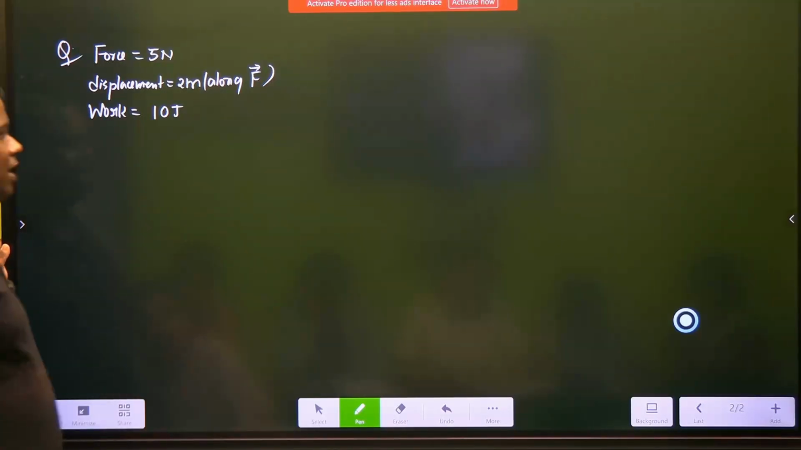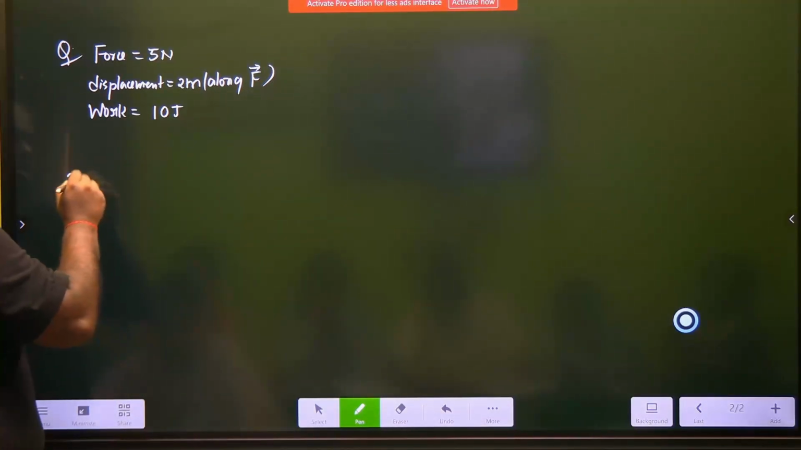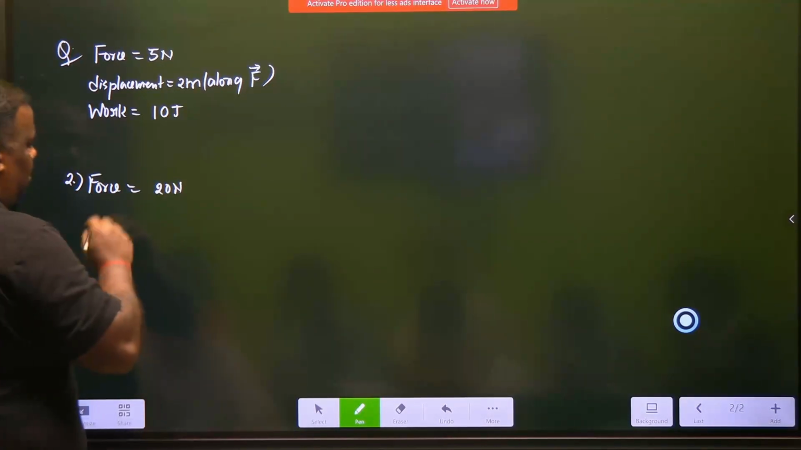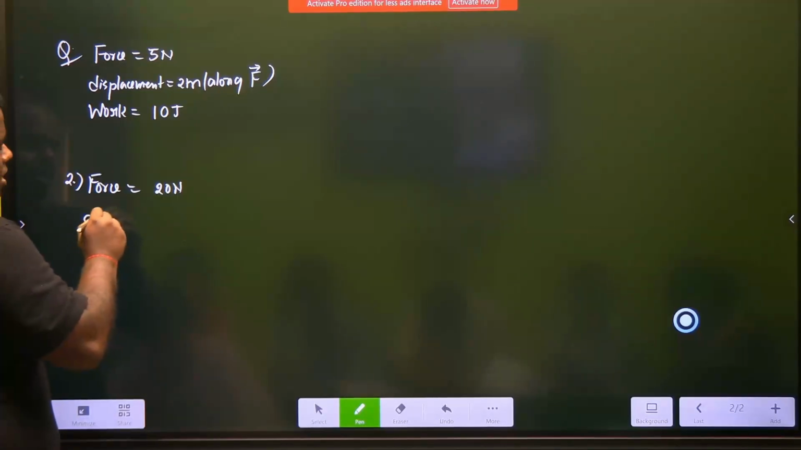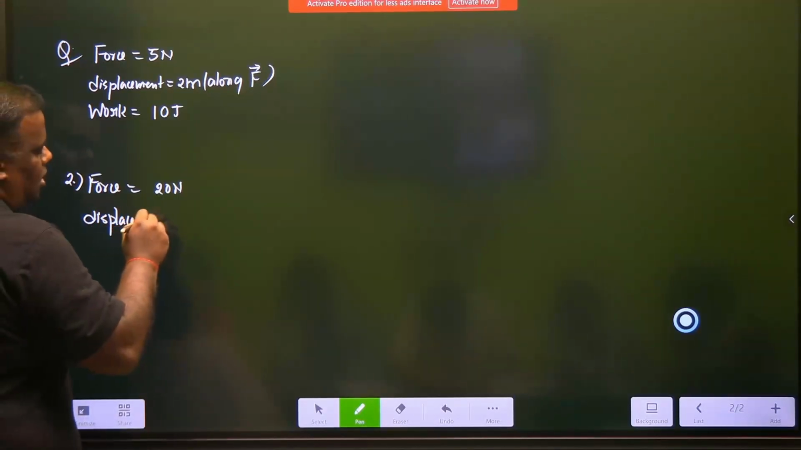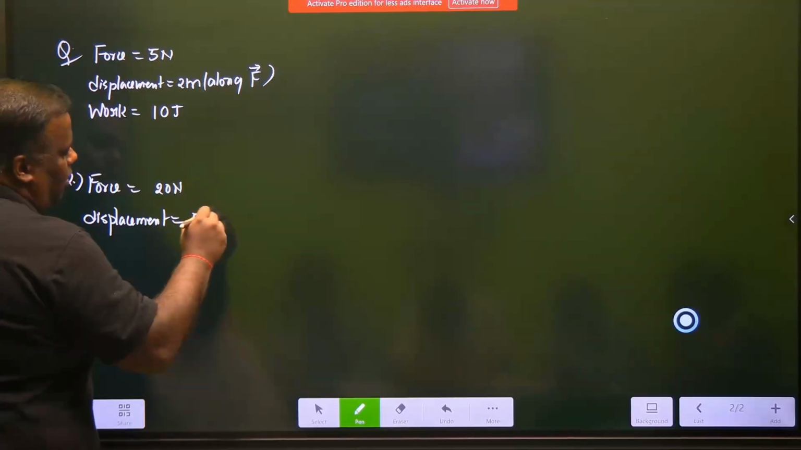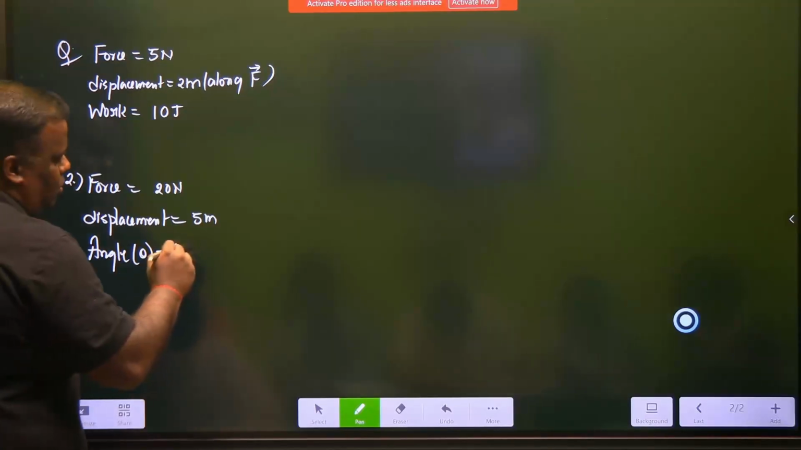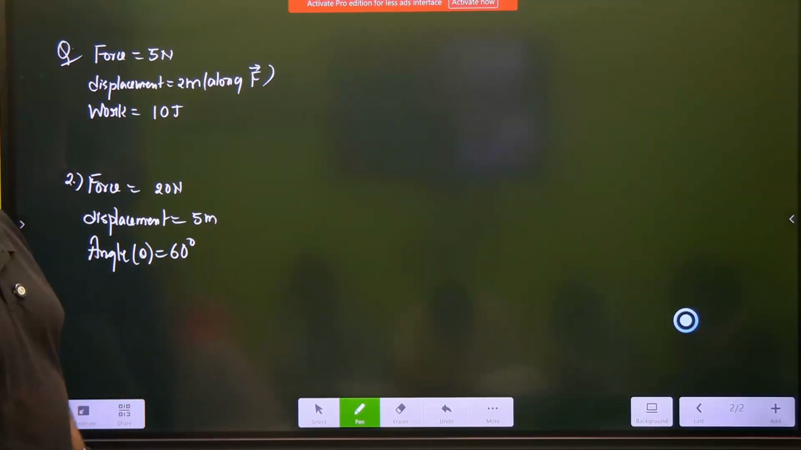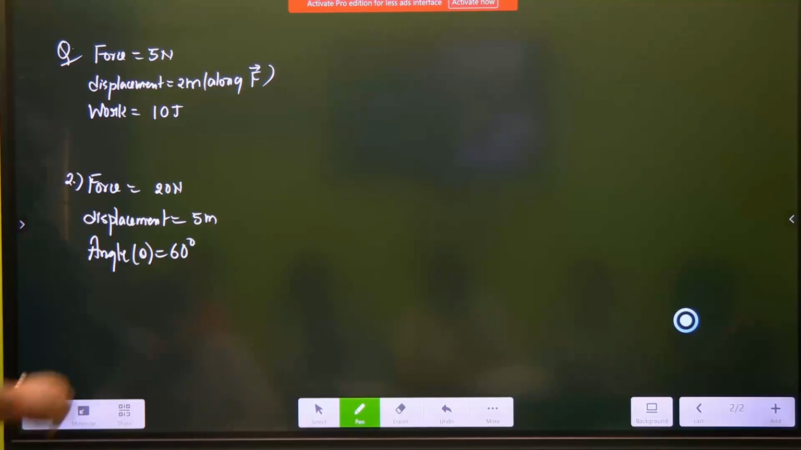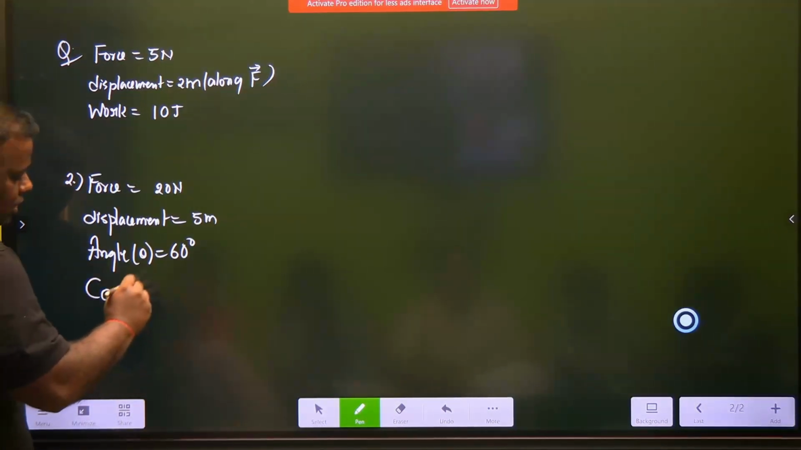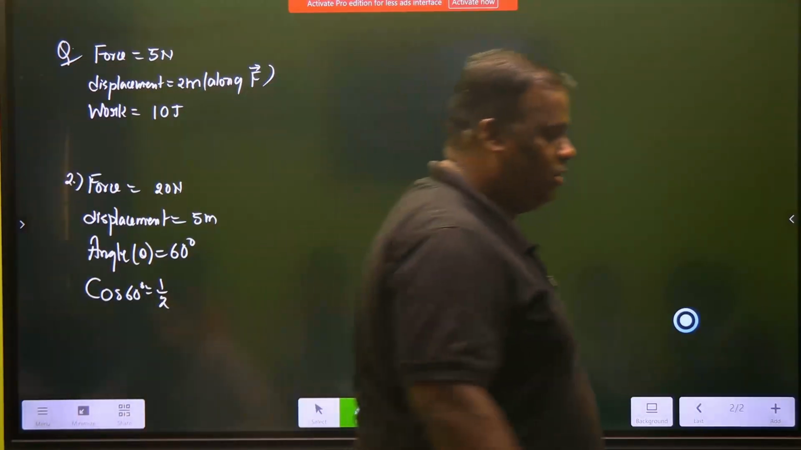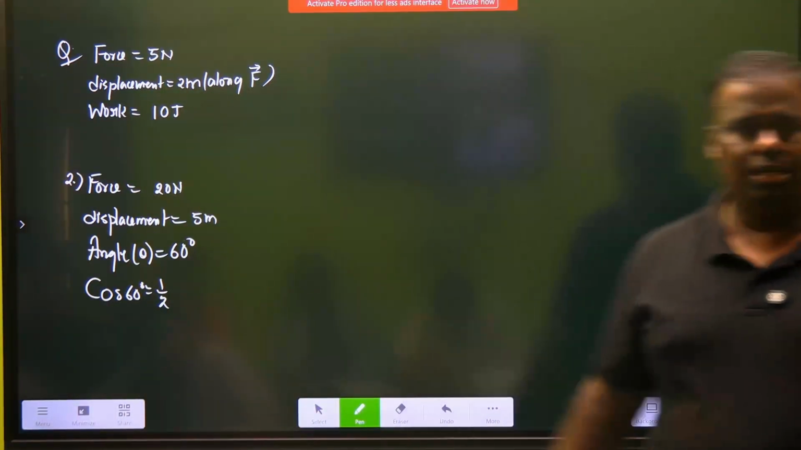Have you understood? Okay, now let's take the next question. Force is equal to 20 Newton, then displacement is equal to 5 meters. Angle, that is theta, is equal to 60 degrees. You need the value of cos 60, which is half. Okay, I gave it to you. Cos of 60 is equal to half. So how much will it be? 50 joules. Did you understand?